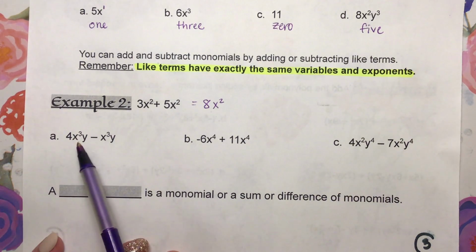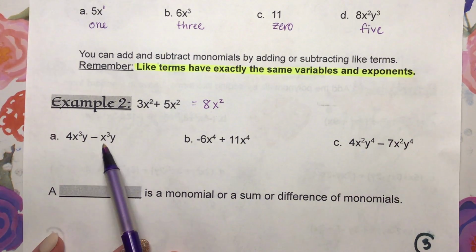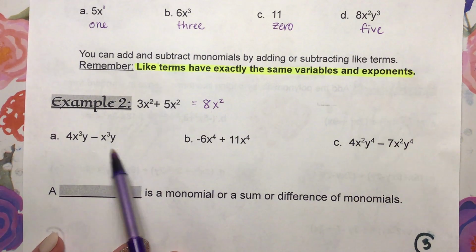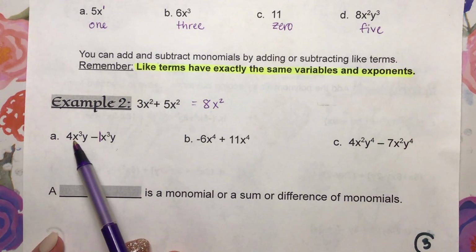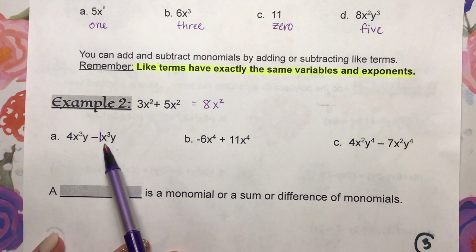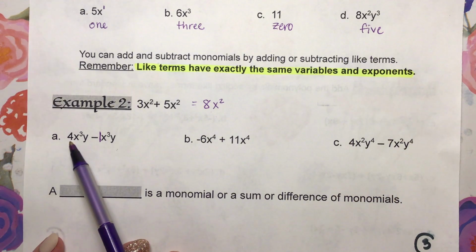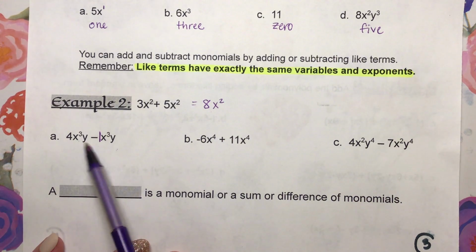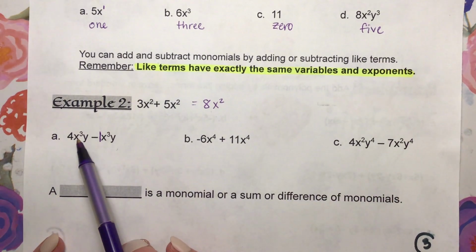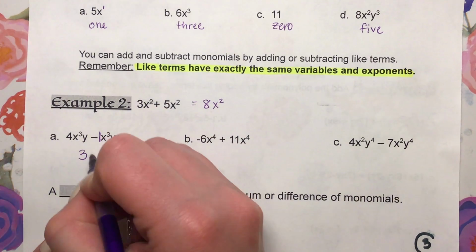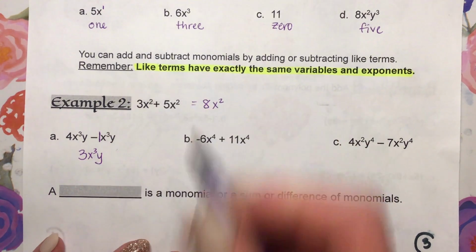Looking at example A, it says 4x cubed y minus x cubed y. If you need to put in that invisible 1, then you can. That's no big deal. So now I have 4x cubed y minus 1x cubed y. Well, take your coefficients, the 4 and the 1, and subtract them. So 4 minus 1 is 3. And then I'm keeping x cubed y the same. So 3x cubed y.